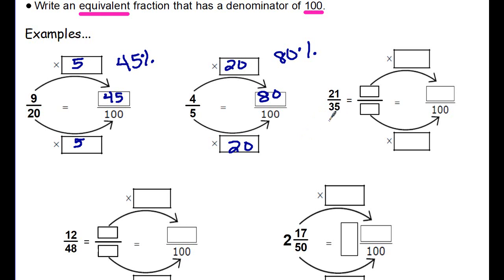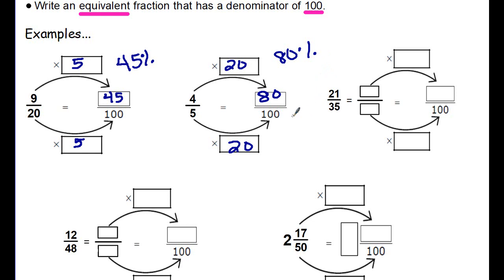Can we change this 35 into 100? Is there a whole number that we can multiply 35 by that will give us exactly 100? No, there's not. When that happens, you have to look at the fraction and you have to simplify it. Now, to simplify a fraction means you find a common factor in both the numerator and the denominator, and you divide by that factor to make a smaller fraction. Okay? I always look at the smallest number, 21, and I ask myself, is 21 a factor of the 35? And it's not. So I have to think of other factors of 21.